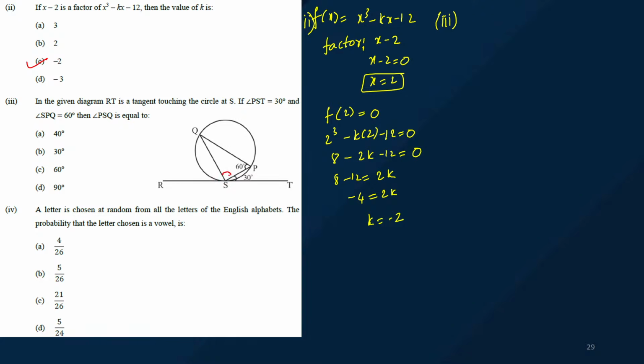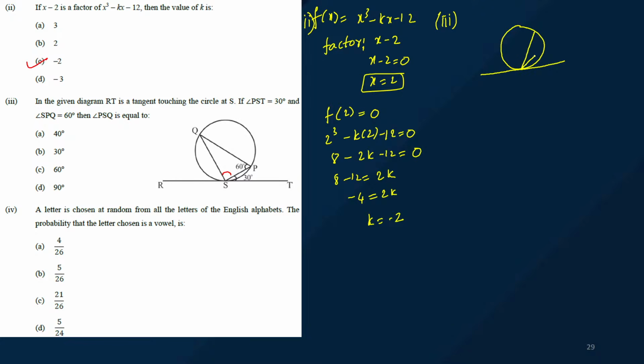This angle is how much is the question. Clear? So now you know the alternate segment theorem. What is the alternate segment theorem? Pay attention, children. The alternate segment theorem says that whenever you have a circle and a tangent drawn to the circle, it touches the circle at one point, the point of contact.